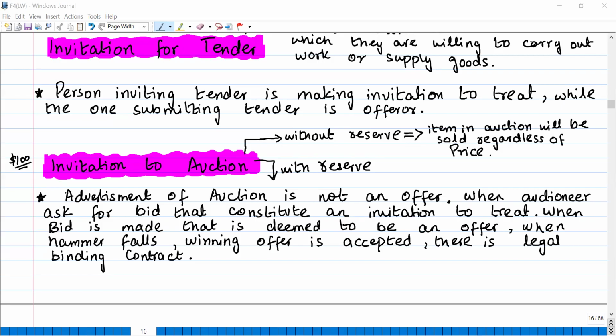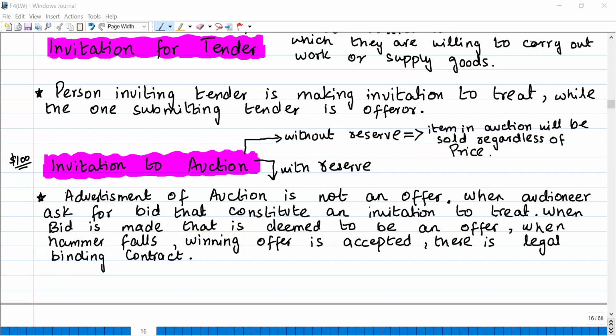When an auctioneer, the one who is performing an auction, asks for bids from the parties who have attended the auction, that is an invitation to treat. The bids that the parties in an auction make will be an offer. And if those bids are more than the reserve price, or at least at the reserve price, then when you accept the offer and the hammer falls, there will be a contract formed.